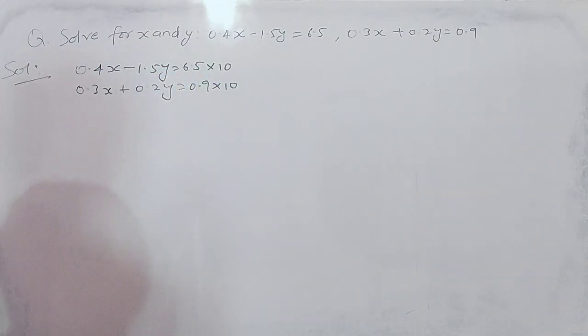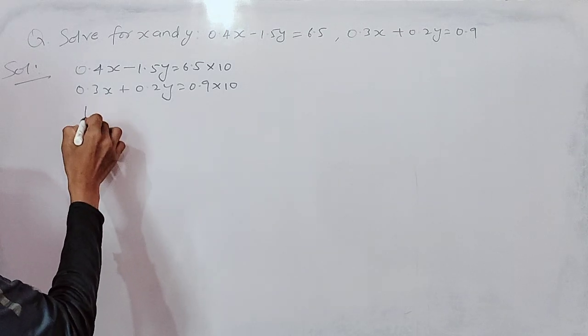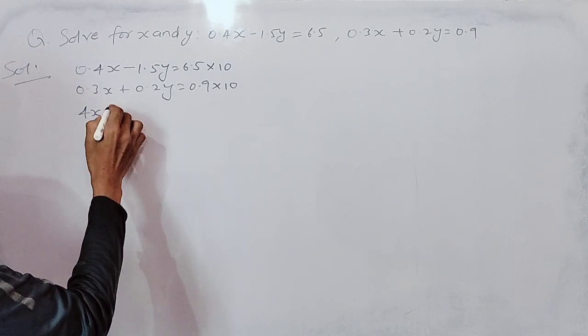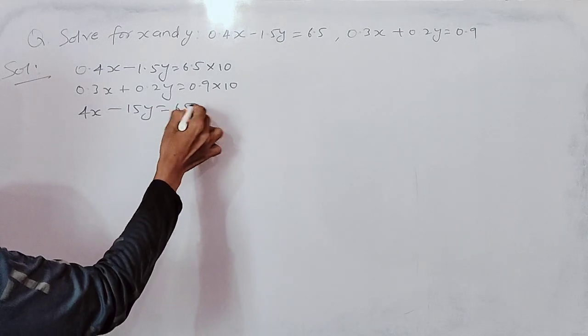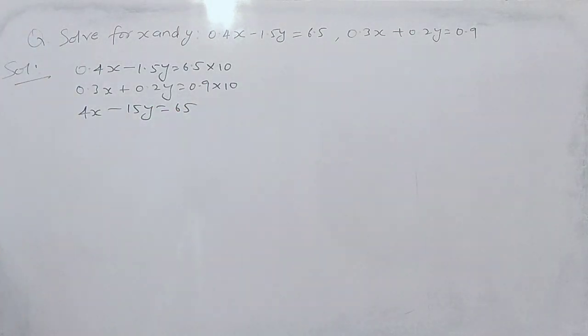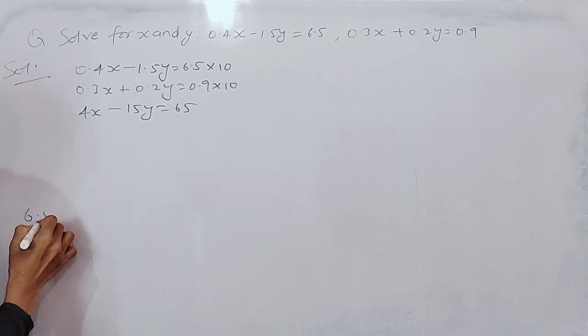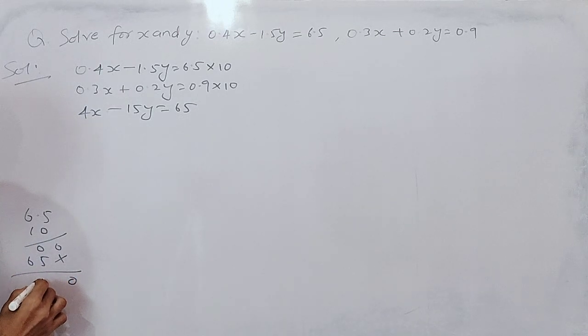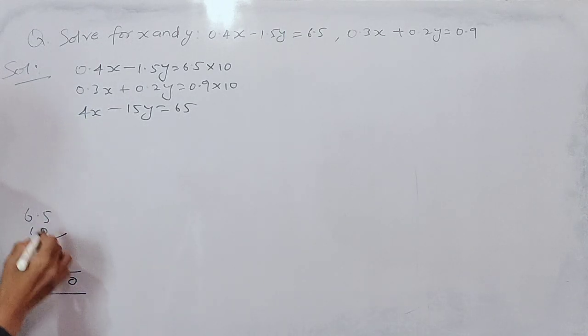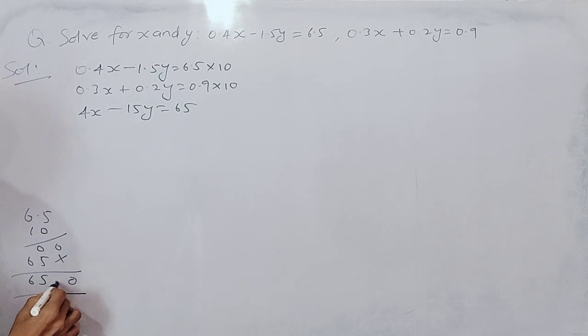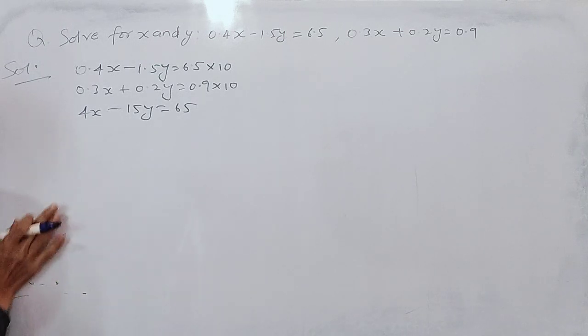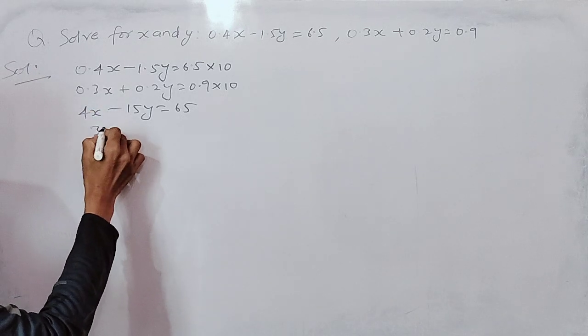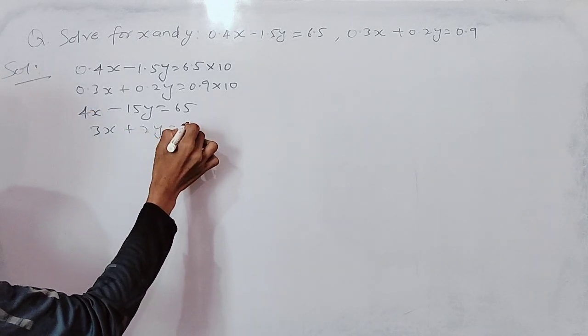Now this whole equation will give us what? 4x minus 15y is equal to 65. Even if you don't believe it, 10 multiplied by 6.5 is 65, after one digit, yes, 65. Clear? Now the same here, 3x plus 2y is equal to 9.